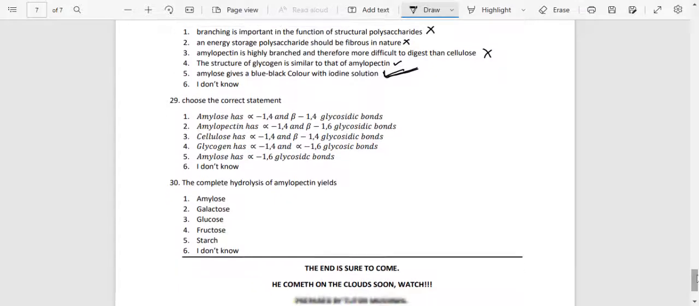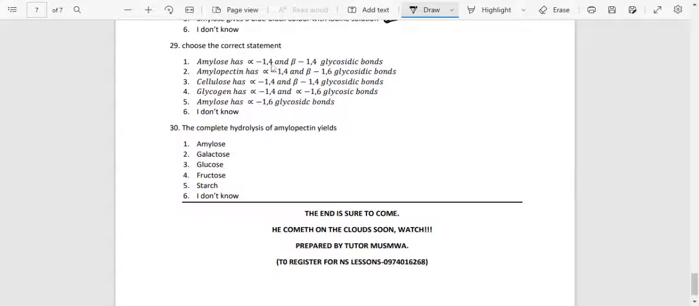Choose the correct statement. Amylose has alpha 1,4 and beta 1,4 glycosidic bonds. This is not true because we don't have any beta 1,4 glycosidic bonds in amylose. We only have alpha 1,4, that's all. Amylopectin has alpha 1,4 and beta 1,6. This is also not true. Amylopectin has only alpha 1,4 and alpha 1,6, not beta. Cellulose has alpha 1,4 and beta 1,4. This is also not true, because in cellulose we only have beta 1,4.